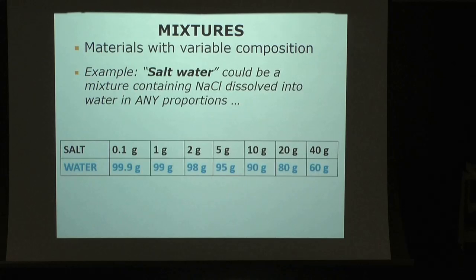Maybe these are just some options, you don't need to get into the numbers. But if I was going to make 100 grams of salt water, I might have 99.9 grams of water and just a teeny little pinch of salt. I might have 60 grams of water and 40 grams of salt. All of those could be called salt water, and yet they're all different.